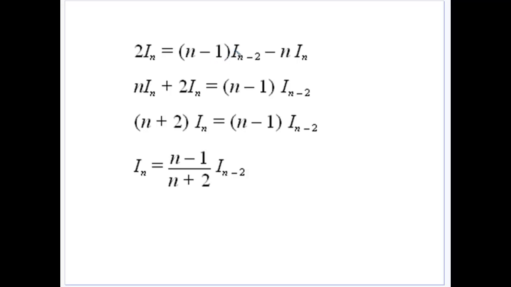So putting it together, two lots of I n that we had before would be equal to n minus 1 I of n minus 2 minus n I n. And then we can start to collect the I n's together. We get the n plus 2, and then divide by the n plus 2 to give us the expression we want of n minus 1 on n plus 2 I of n minus 2. So we see how it starts to reduce there very nicely. Well, not very nicely. It's bloody hard. So you've got to be careful with it all to get to that expression.